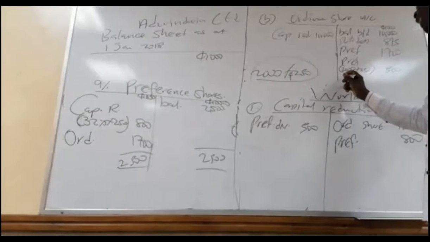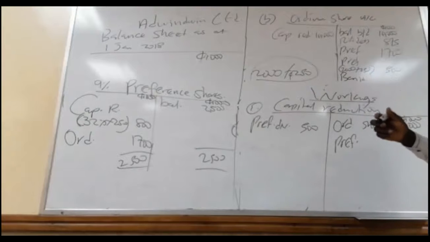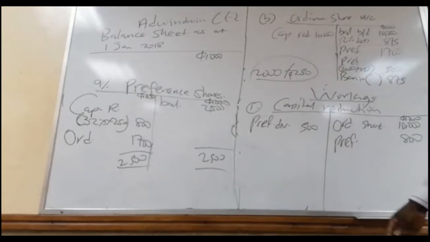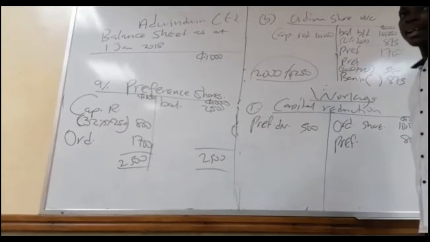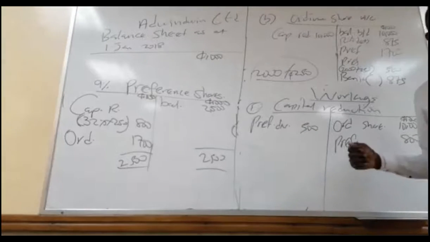In the name of what? Cash or bank, because you are receiving cash or bank. So in the name of cash or bank, show your workings in here and write the 875 here, because to increase. Second, go to the bank account and increase it there. Just that in this question, we don't have a bank account.